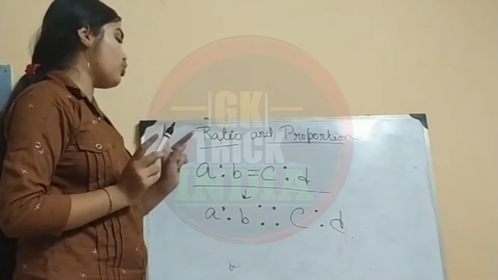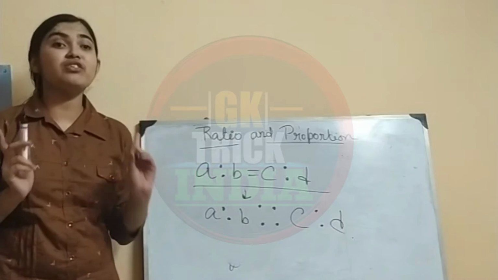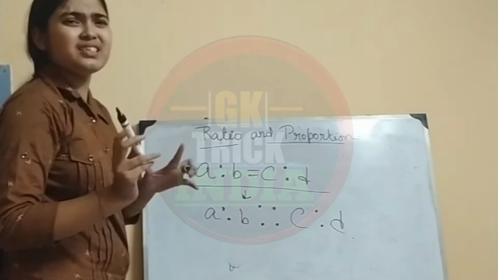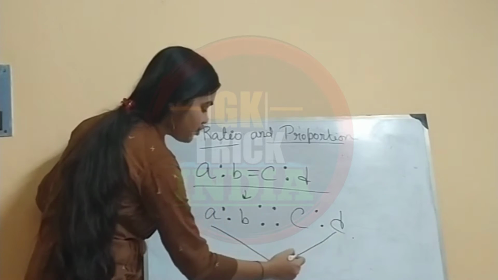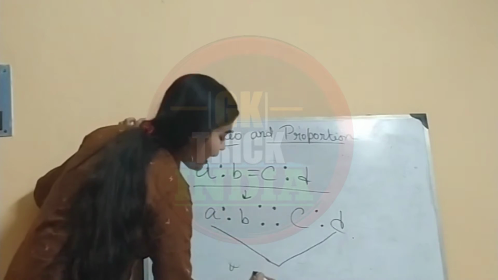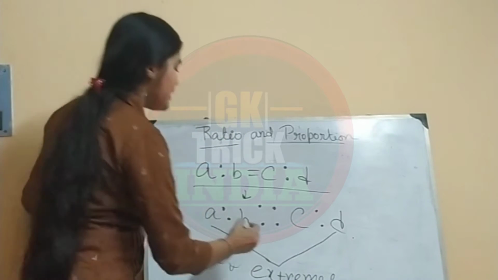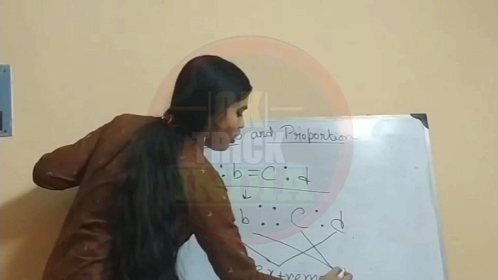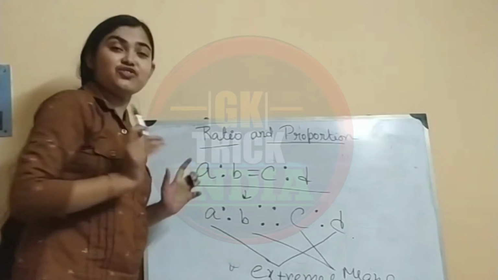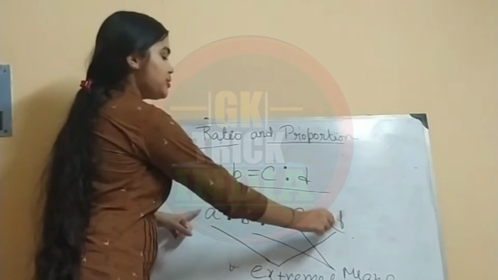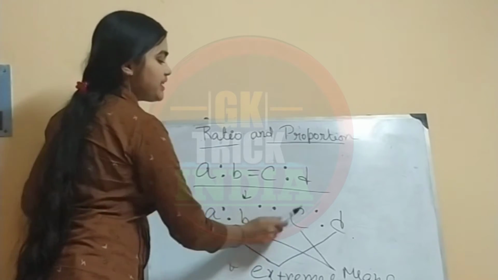Now we have to know a main rule of proportion, but firstly we have to know about the terms of ratio and proportion. So let us start with the terms of proportion. In a proportion, the first and last terms at the two ends are called extremes, and the middle two terms are called means. It is very easy to remember because extreme means far away, and in this proportion the two end terms are far away from each other, so they are extremes, and the middle two terms are means.